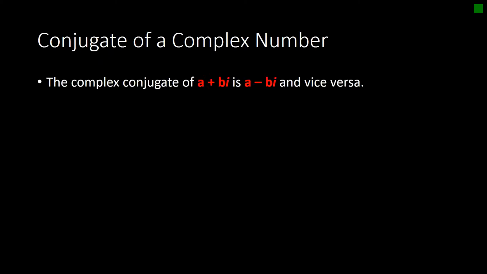So, we've talked about adding, subtracting, multiplying. In order to talk about division of complex numbers, we need to talk about the conjugate of a complex number. The complex conjugate of the number a plus bi is a minus bi, and vice versa. To find the conjugate of a complex number, you change the operation in front of the imaginary part. So, we change from plus to minus.